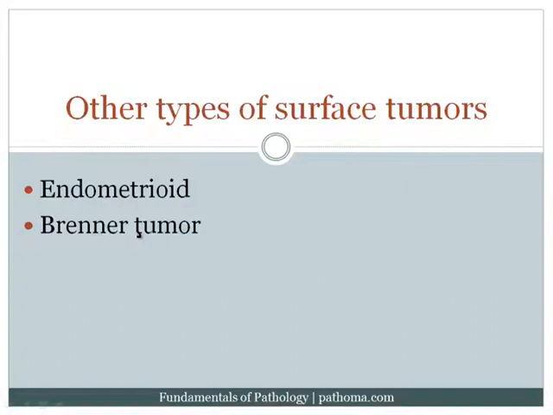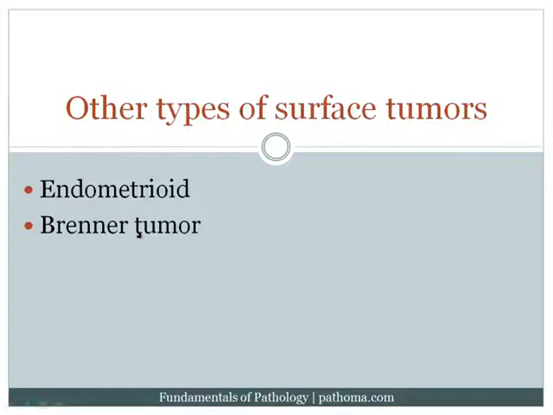Now, I've only told you about two of the surface epithelial tumors, which is that you can have serous tumors or you can have mucinous tumors. There are two other types that are relatively high yield for exam. The first is endometrioid surface tumor. So we can have a surface epithelial tumor that has endometrioid histology. What do we mean by endometrioid? We mean that it looks like endometrial cells.